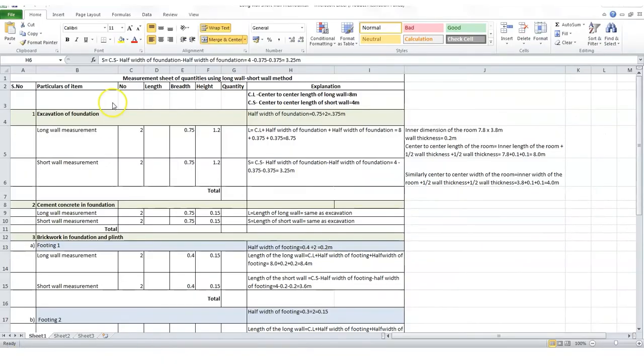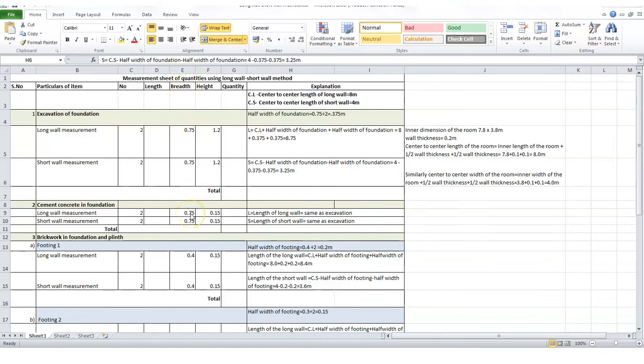Before we continue further, I need to just introduce you quickly to the headings of our measurement sheet. In the first one, we have the serial number. We have the particulars of items. In the second one, we have the number here, because if we have two long walls or two repeated items, then we need not go through it entirely again. We can just write the number here and then we can multiply it. The length column is the length of the item. I have left it blank so that we can write it as and when we do our exercise.